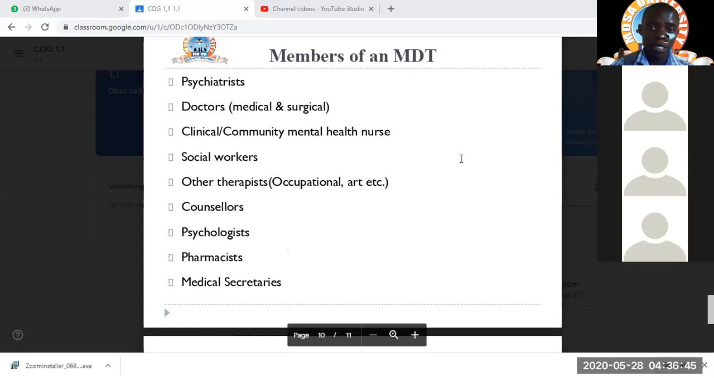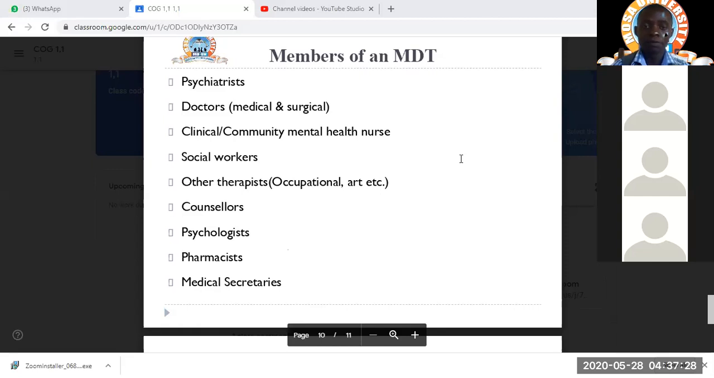For example, those that do art or drama therapy, those that take patients into things like music therapy. There are also physiotherapists, those that deal with the bones and dislocations in the body. All these different types of therapists can be members, but the more basic members are psychiatrists, medical and surgical doctors, clinical officers, clinical nurses, community mental health nurses, social workers, occupational therapists, counselors, psychologists, pharmacists, and medical secretaries.